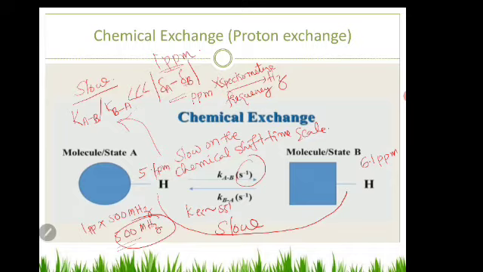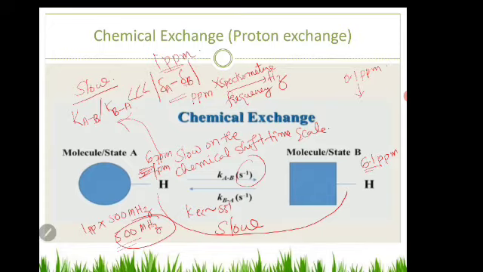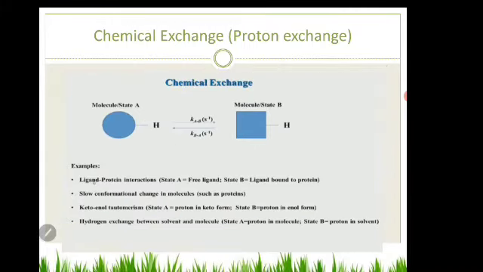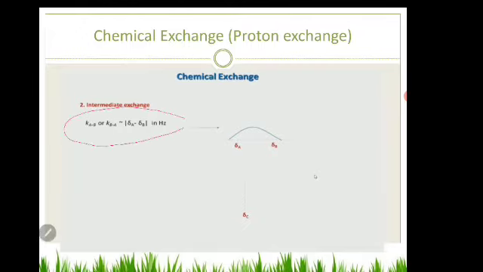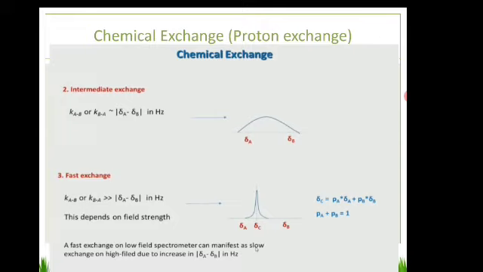Suppose in another case the chemical shift is 6 ppm here and 6.1 ppm over here. Then 0.1 ppm will be the difference. If you convert it, it will be 50 hertz. And suppose the exchange rate, instead of 5, is 50 per second. Then these two are almost equal. When they are almost equal, it will be intermediate exchange, please understand. And if the exchange rate is greater than the chemical shift difference, then it will be fast exchange. Please understand.